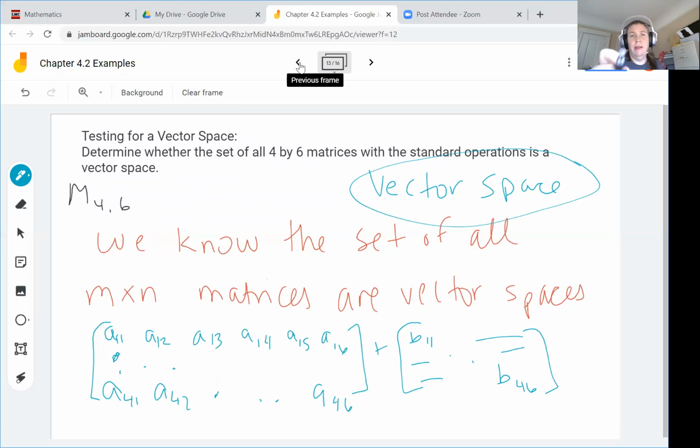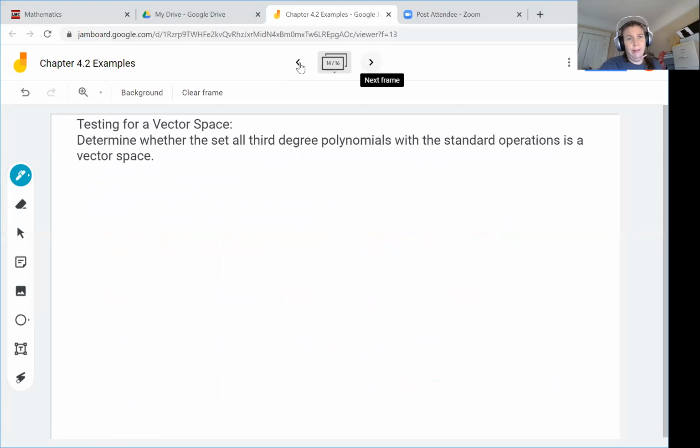All right, let's look now at whether the set of all third-degree polynomials with the standard operations is a vector space. So the problem is they're just saying the set of all third-degree polynomials. They're not saying third degree or less. So we can show the set is not closed under addition.